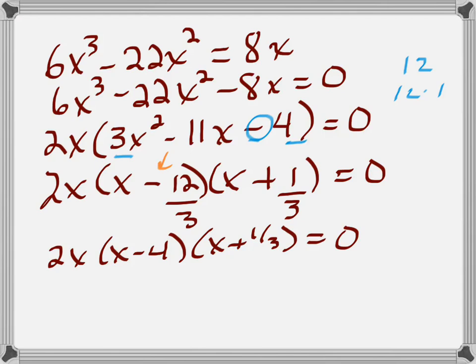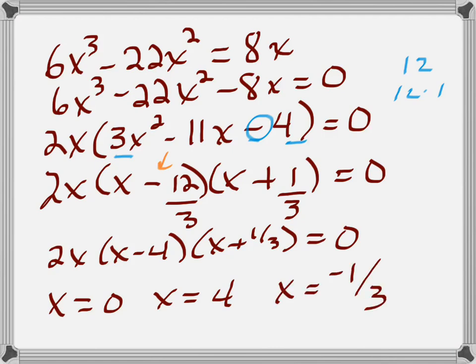Zero product property says that one of these three terms must be 0 in order to get 0 as our answer. So x would have to be 0 on the first term, because if 2x was equal to 0 and we divide both sides by 2, we get x is equal to 0, or x is equal to 4, or x is equal to negative 1/3. So our three choices are x equals 0, x equals 4, or x equals negative 1/3.